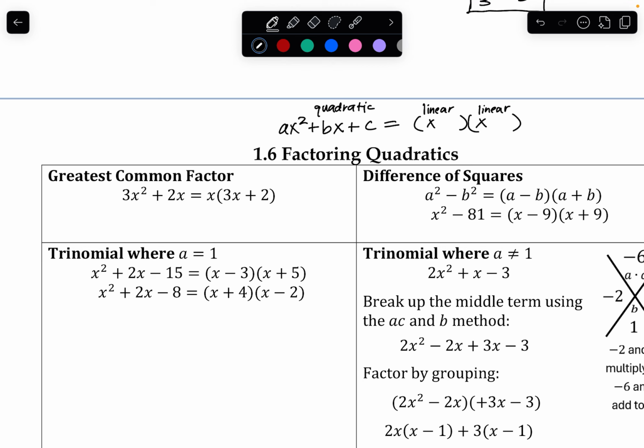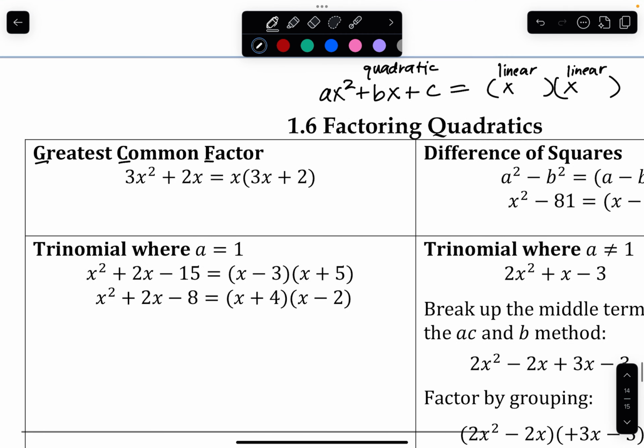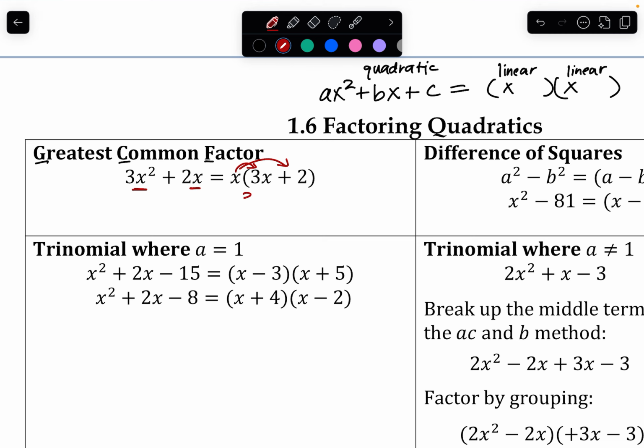Okay, and so there are different cases. One case is where you just have what's called a GCF, a greatest common factor. So for example, 3x squared plus 2x, we can factor out an x. Factoring out an x is the same thing as undistributing. If I were to distribute this x back in, I would get the 3x squared plus 2x back. When you distribute, you multiply. When you factor, you're dividing it out. If you see a factor in common like this x, you can divide both terms by that x, and then you would just write the x out front.